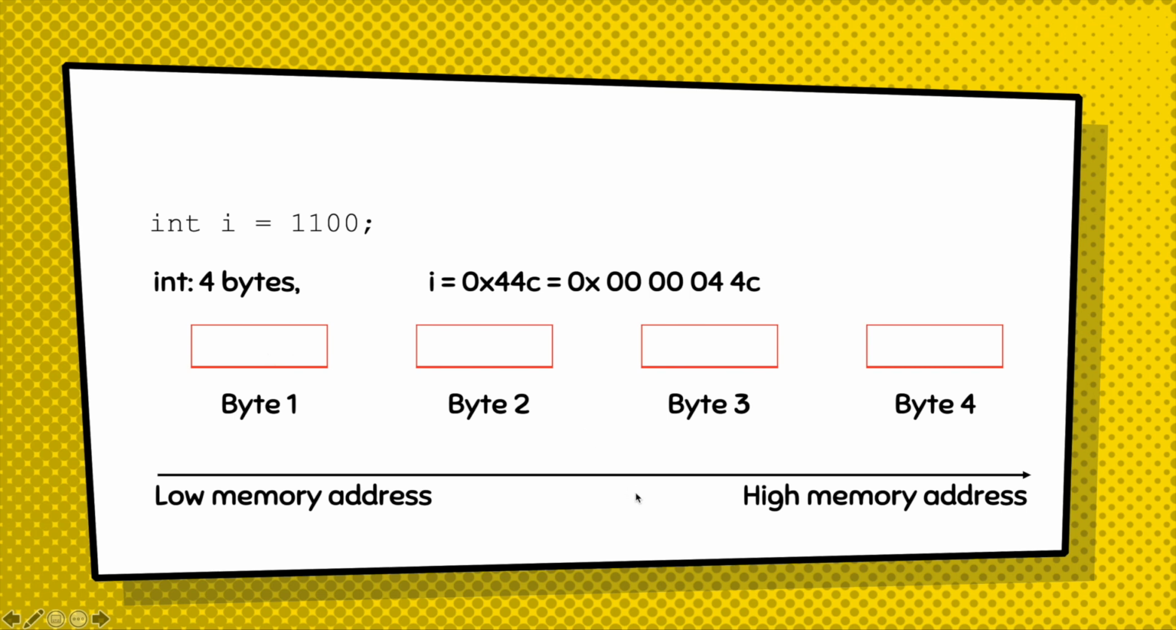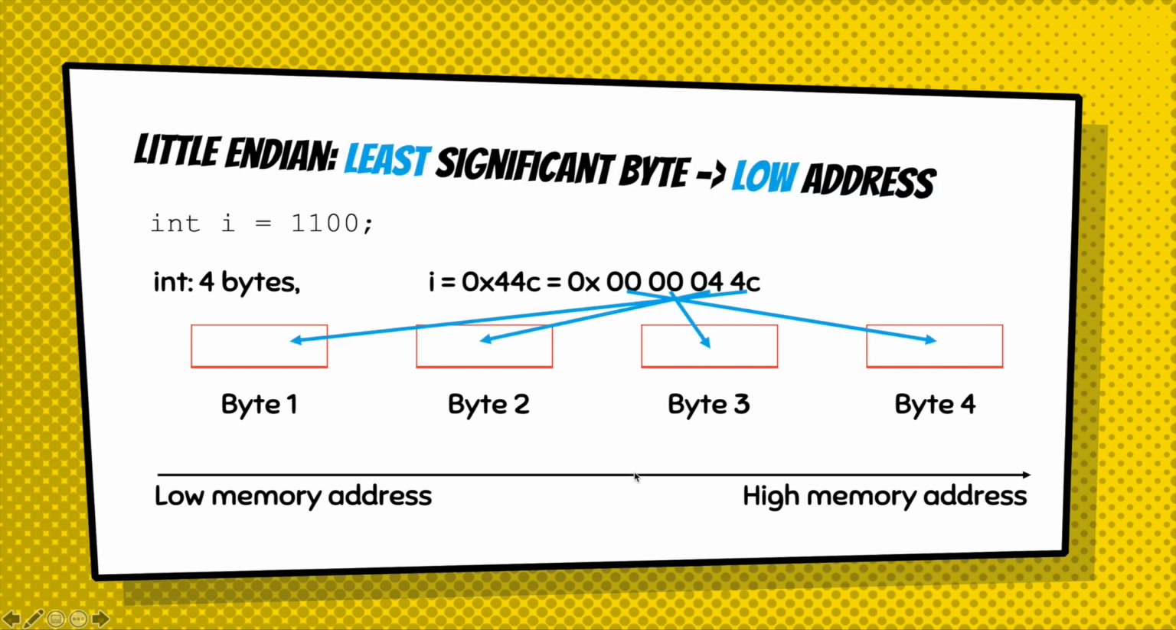Another way, which is more commonly used in current architectures such as x86 and ARM, is little endian, which will put the least significant byte to the lowest address. So basically, we're going to flip the order and put 4C, which is the rightmost one, at the lowest memory address, which is the leftmost one, if you look at the memory from low to high, left to right. And likewise, we're going to put 04 to the second byte, 00 to the third byte, and 00 to the fourth byte.